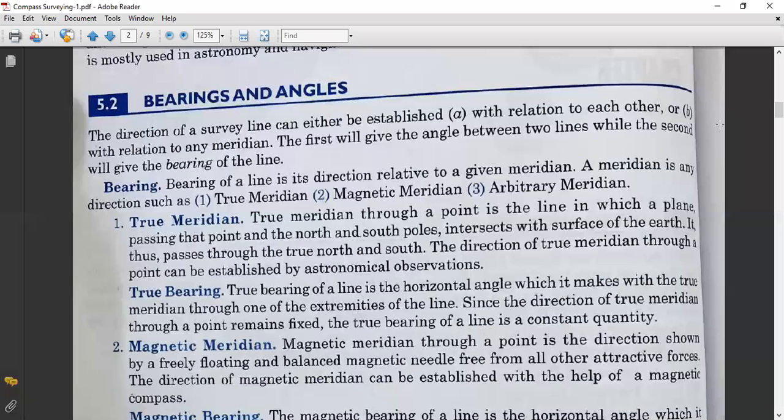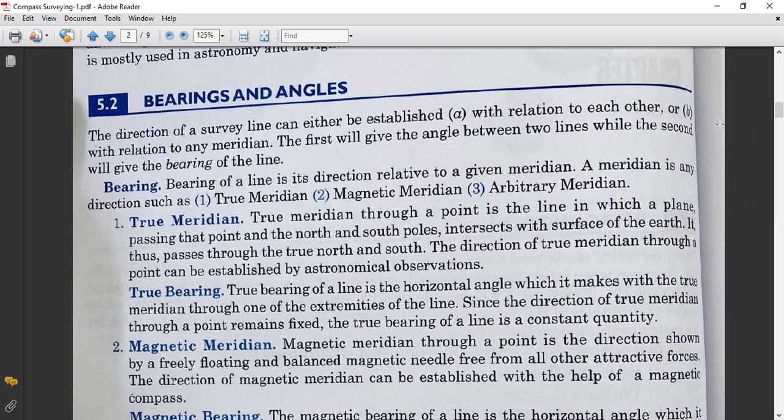Bearings and angles. The bearing of a survey line is the direction of the survey line measured with relation to any meridian. The angle of a survey line is the direction of the survey line established with relation to each other. Correct? Okay. Now we'll study how to measure the bearing of a survey line.